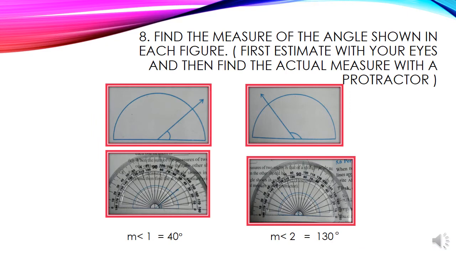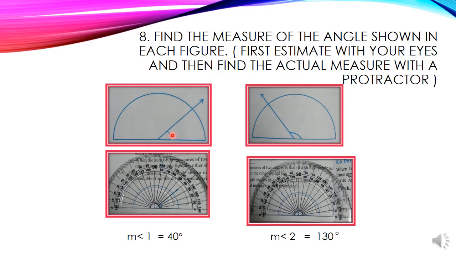Question number 8. Find the measure of the angle shown in each figure. First estimate with your eyes and then find the actual measure with a protractor. Children, here we have 4 figures and first 2 figures I have taken in this page, and from this figure we may feel it is an acute angle. This angle is an acute angle. It is less than 90 degree or 1/4 of a revolution.